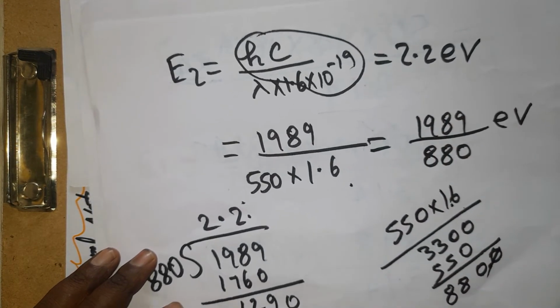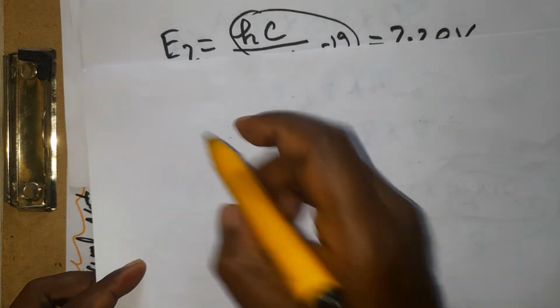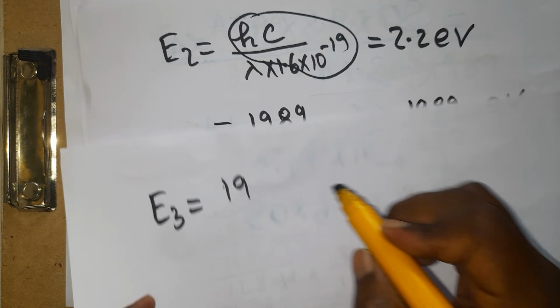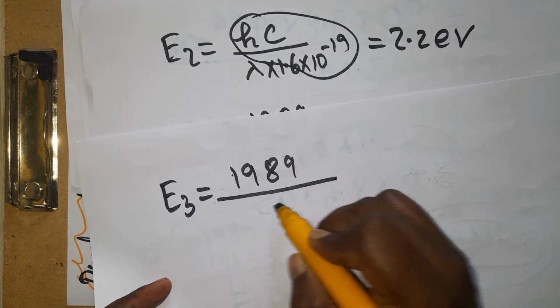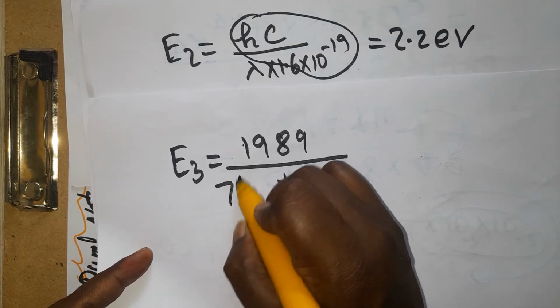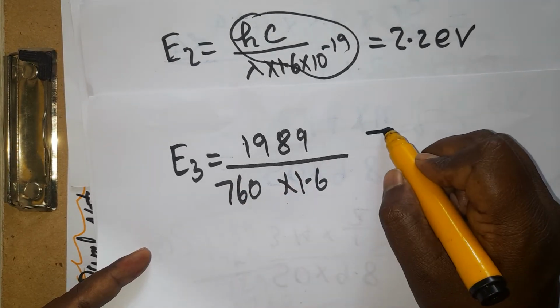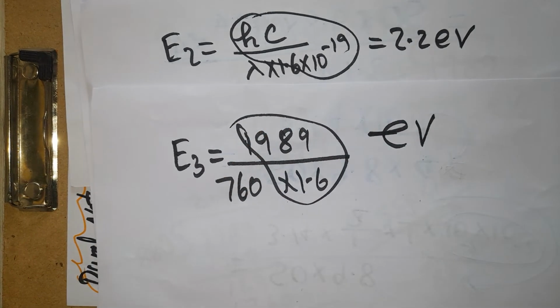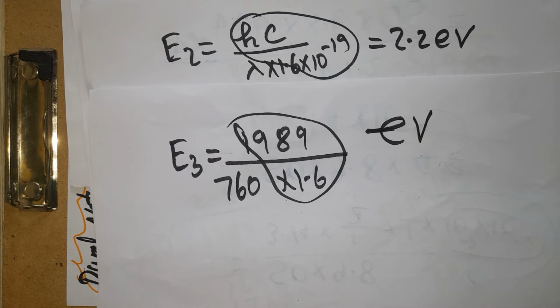Now I am going to calculate with the E3. Okay, so E3 is equal to 19, the same number, only the wavelength will be different, into 1.6 and the value of wavelength 760, okay. So the unit is going to be called eV. This calculation I already told you how to do. Now we'll do the solution for this.